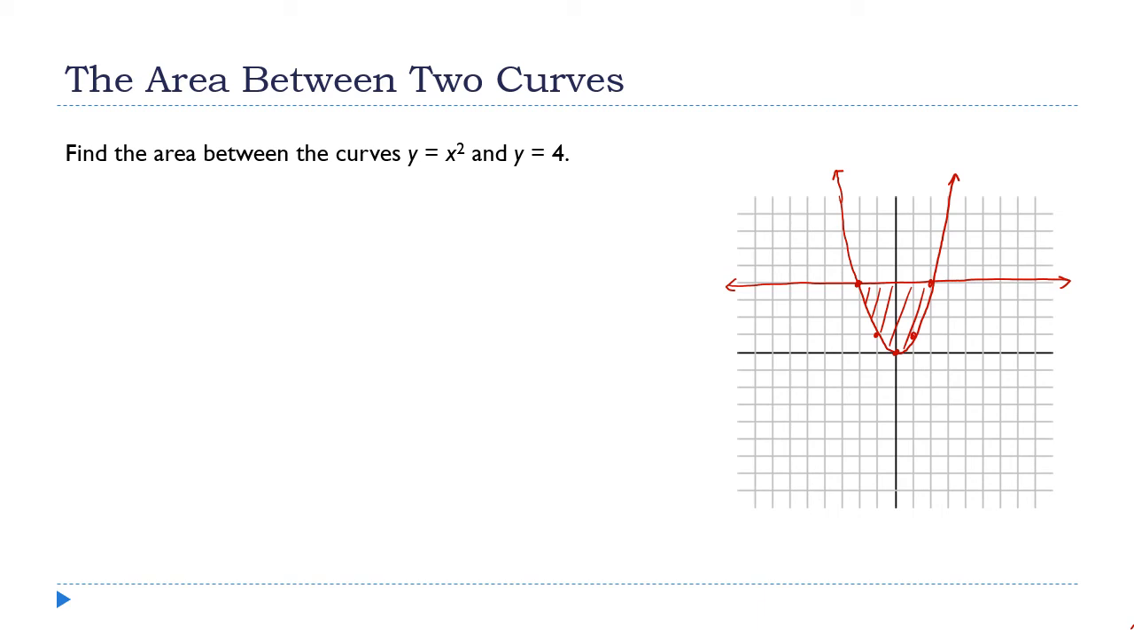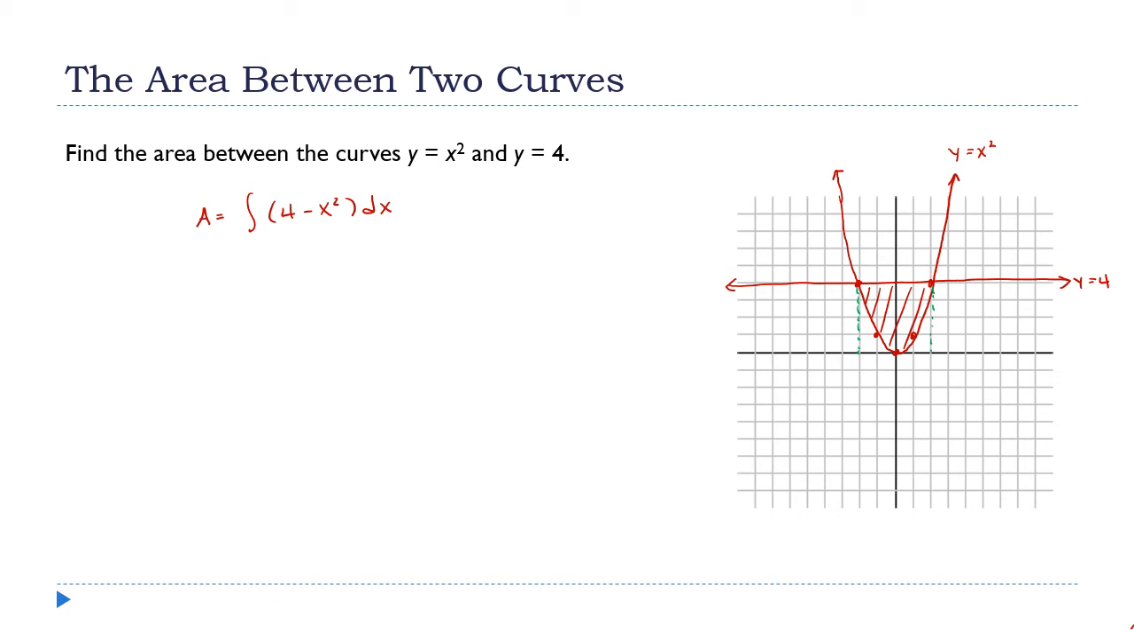Okay, so how am I going to do that? Well, I'm going to do what we did before. I know my y equals 4 function is on the top, and I know my y equals x squared function is on the bottom. In that area, right, that's the order. So my area is going to be the integral of 4 minus x squared dx. So what are my limits? Well, it's going to be this x value here and this x value here.